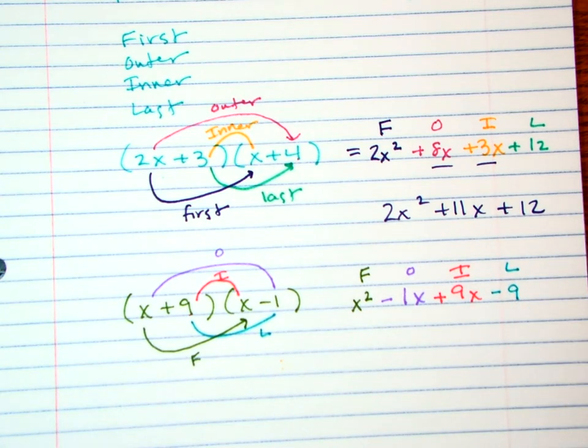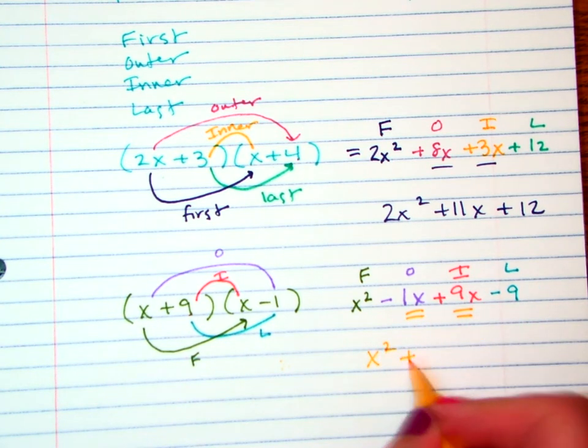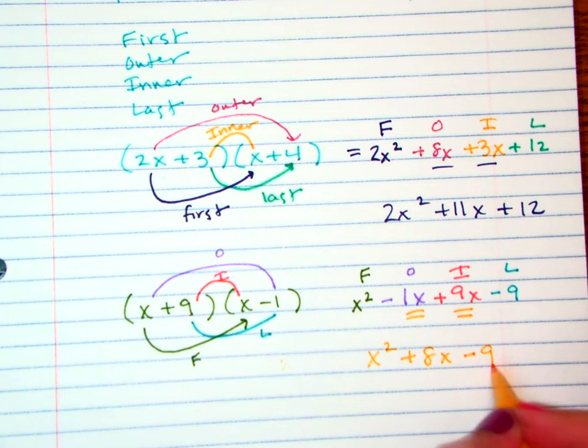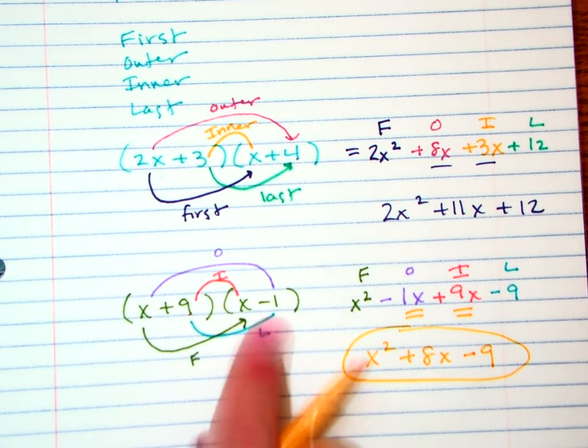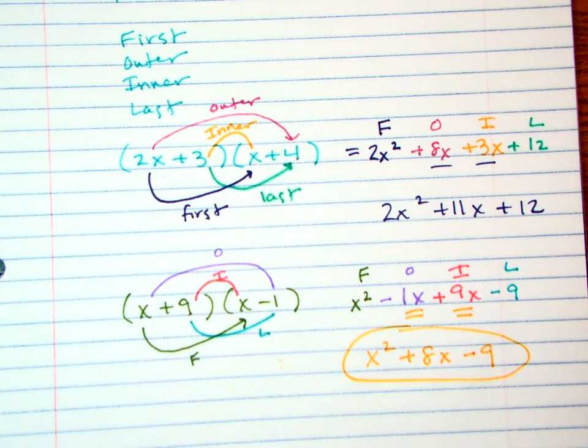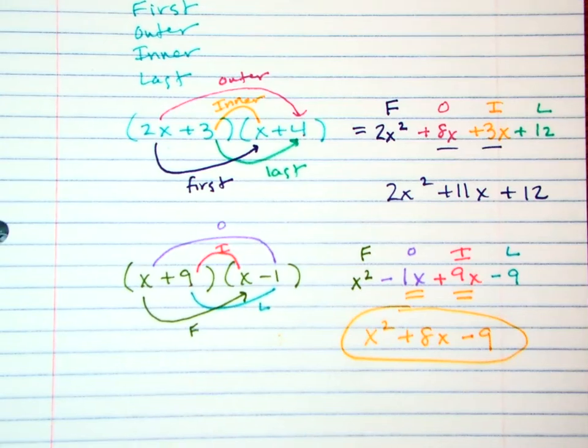Then I'm just going to combine the like terms, which are negative 1x and 9x. So I get x squared plus 8x minus 9. So there's my answer when I multiply x plus 9 and x minus 1. Again, you could use algebra tiles for these. When you use algebra tiles with negatives, you just darken them in. For some people, that helps a lot.